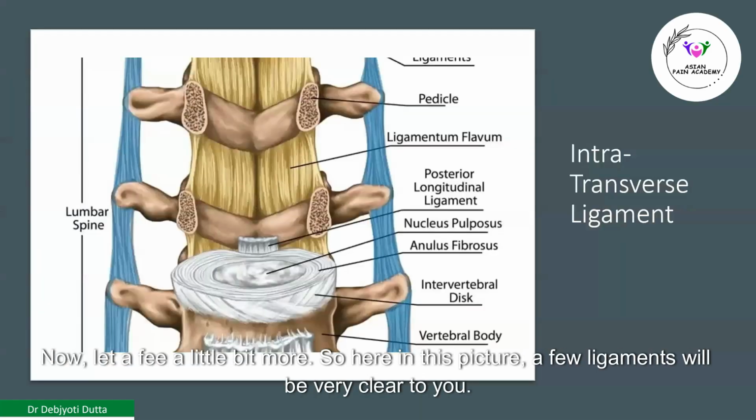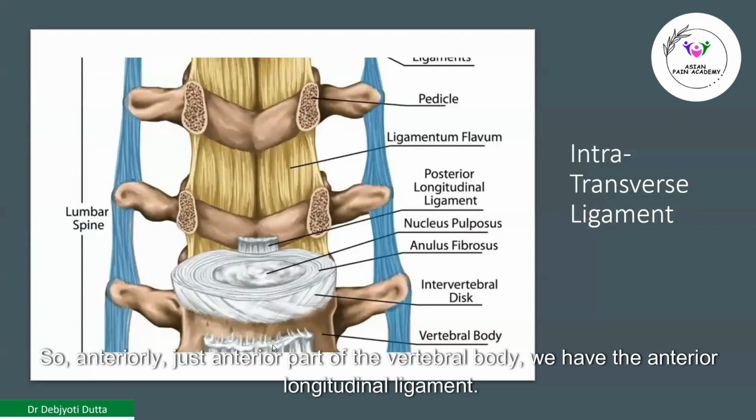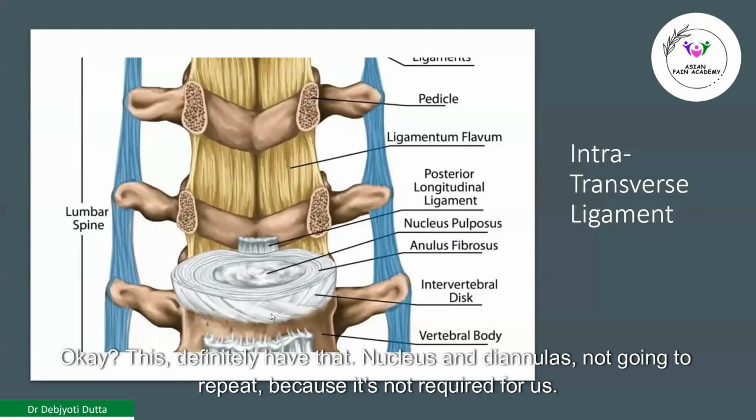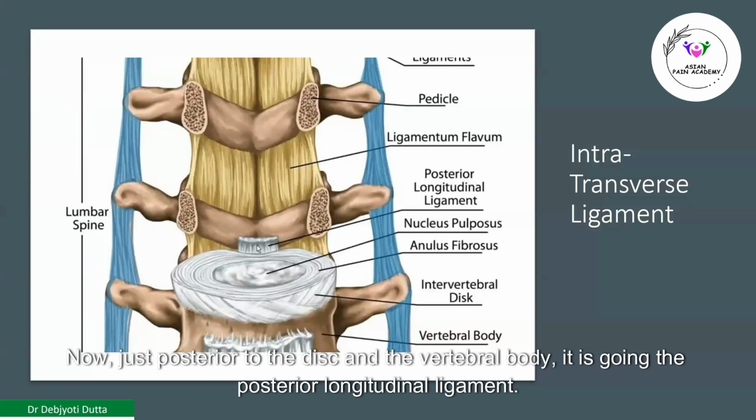Now let us see a little bit more. In this picture, a few ligaments will be very clear to you. Anteriorly, at the anterior part of the vertebral body, we have the anterior longitudinal ligament. Just posterior to it, we have the vertebral bodies and the discs. Discs definitely have the nucleus and the annulus, not going to repeat because it's not required for us. Just posterior to the disc and the vertebral body goes the posterior longitudinal ligament.